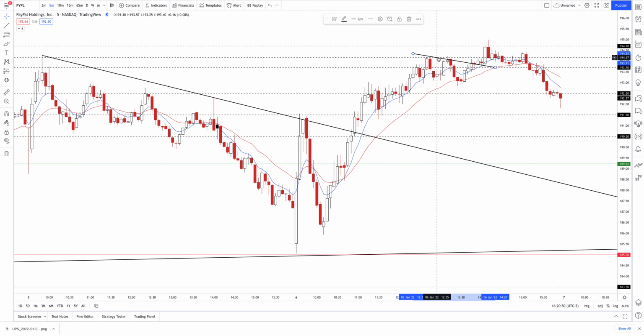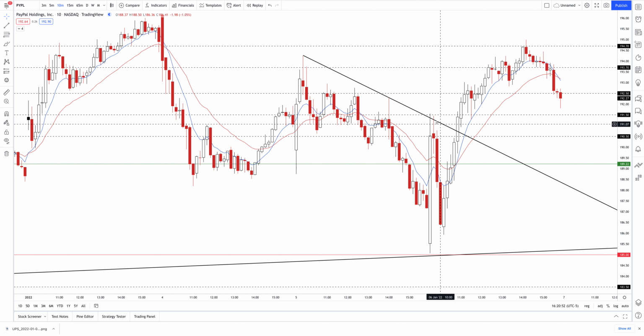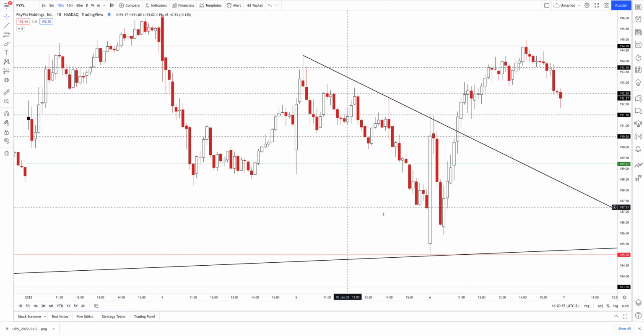But regardless, however you played it, whether you entered on the initial 10-minute candle close above, which is what the percentage gain is calculated on.